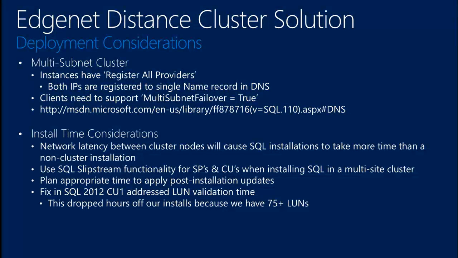When you create a failover cluster instance or an availability group in a multi-subnet cluster, the SQL Server installer does something called register all providers. What that does is it registers both IP addresses, one from each subnet, in DNS. So when your client goes and connects to this, it gets back both addresses. And then the client knows that the one that responds is the one to talk to. So during a failure, the client already has both of those IP addresses resolved and can start talking to the server as soon as it comes back up at the other site.